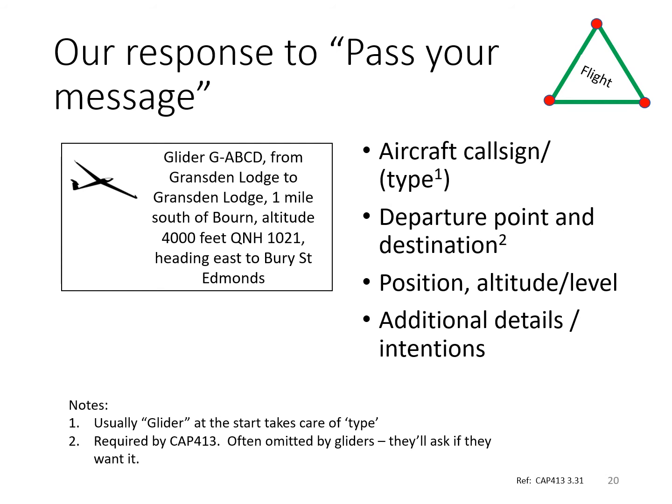Glider Golf Alpha Bravo Charlie Delta from Gransden Lodge to Gransden Lodge, 1 mile south of Bourne, altitude 4,000 feet, QNH 1021, heading east to Bury St Edmunds.